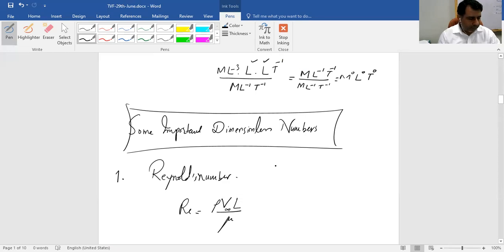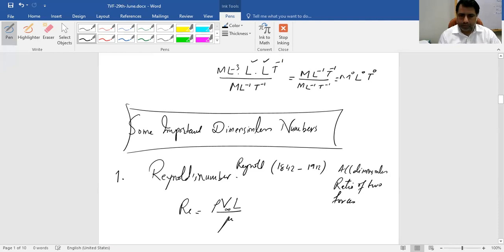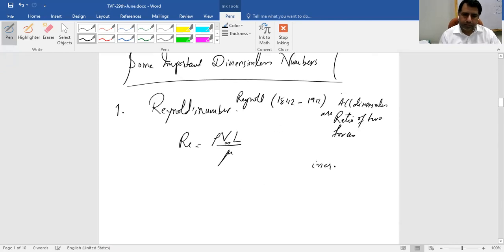So this was given by Reynolds, 1842 till 1912. This is the ratio of two forces. Actually, all dimensionless numbers are ratio of two forces. तो force को force पे divide करें तो dimensionless number ही बनेगा. So this is the ratio of inertial forces that are due to this velocity, and then viscous forces which is due to viscosity.